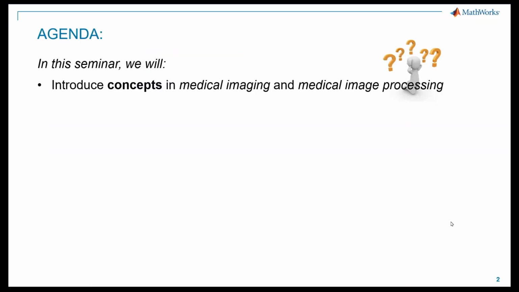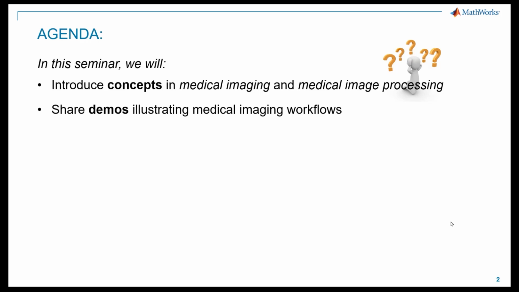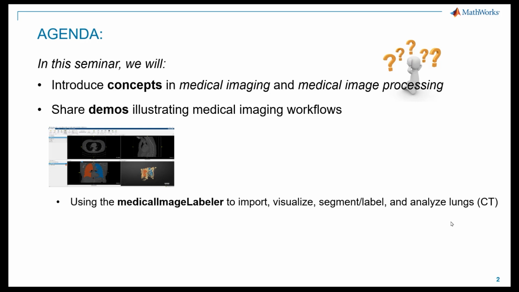As we go through this, I'm going to do a few things. I'm going to try to introduce some concepts in medical imaging and medical imaging processing, and we're going to spend almost all of our time in 3 different demos that illustrate typical medical imaging workflows. In the first demo, I'm going to use the Medical Image Labeler to import, visualize, segment, label, and then analyze CT scans of human lungs.